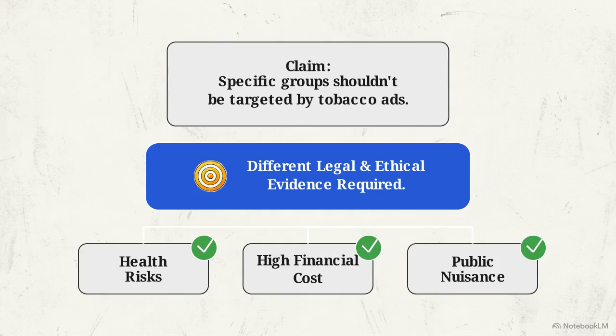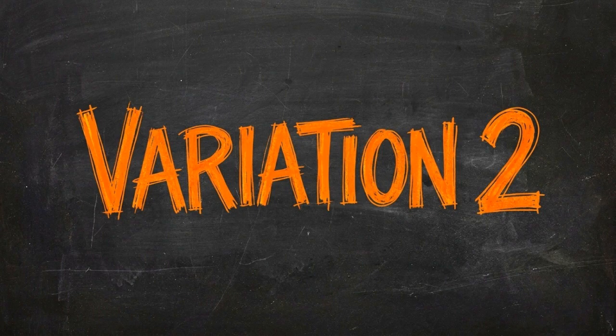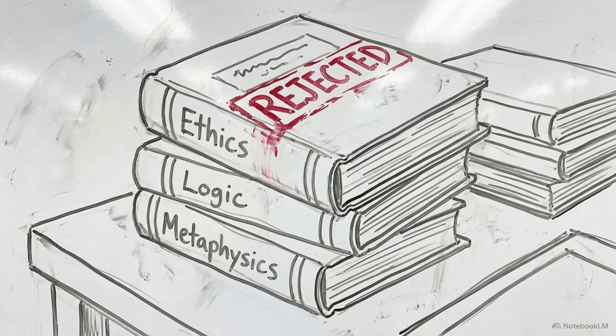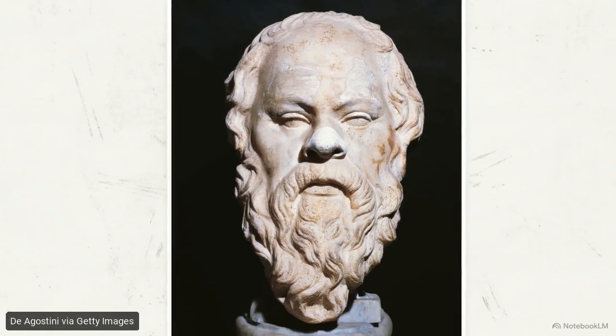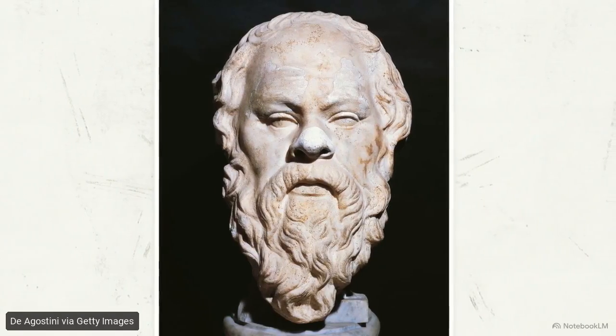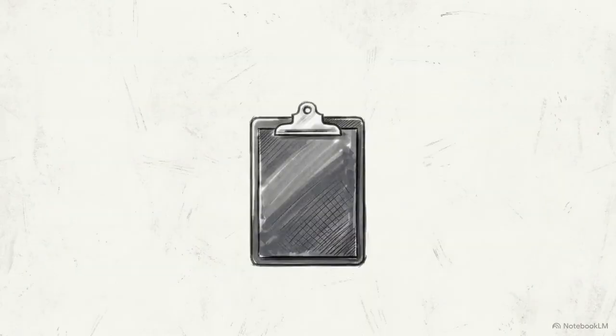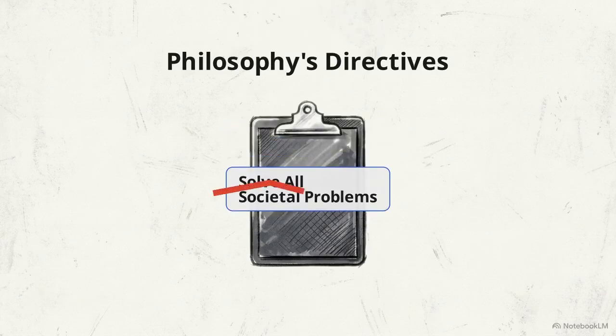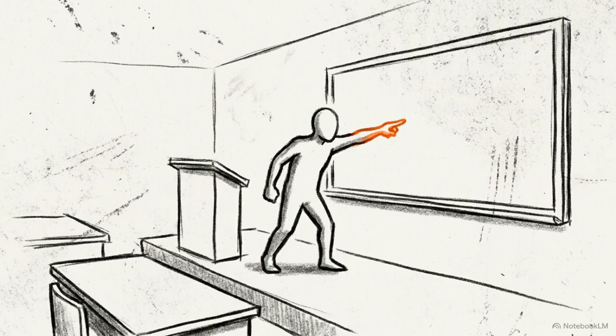This leads to a second variation of the fallacy, the fake goal. This happens when an arguer assigns an arbitrary, unagreed-upon standard to a subject and then judges the subject for failing to meet it. For example, a critic might argue that a philosophy major is a waste of time because the discipline hasn't solved all of our societal problems since the time of Socrates. This logic fails because philosophy never claimed solving all societal problems as its primary directive. Judging a field by an invented standard is using the wrong reasons.